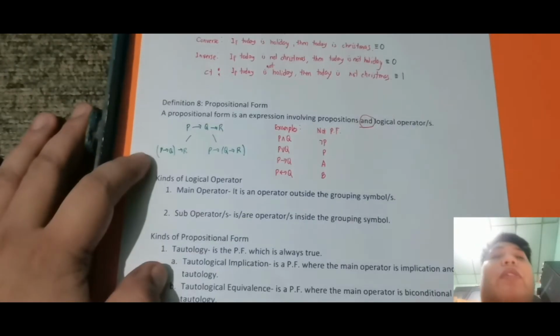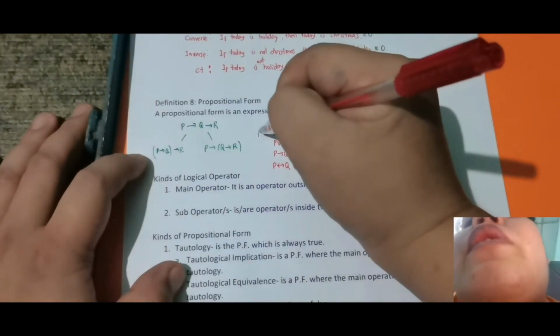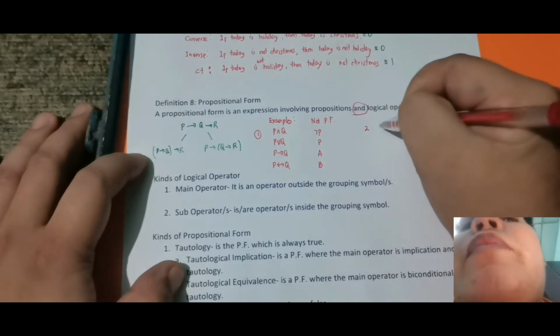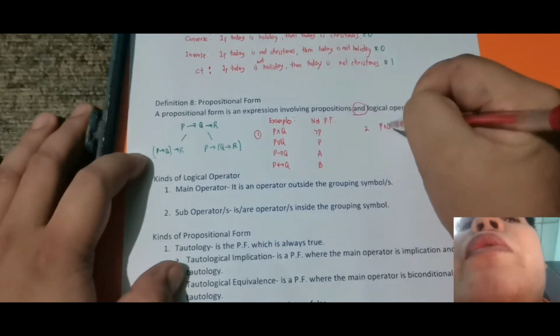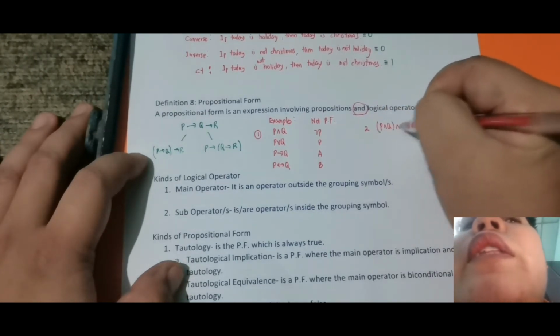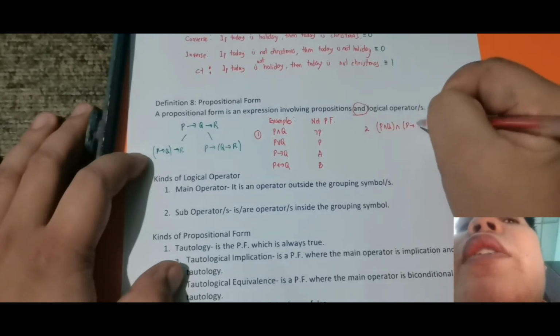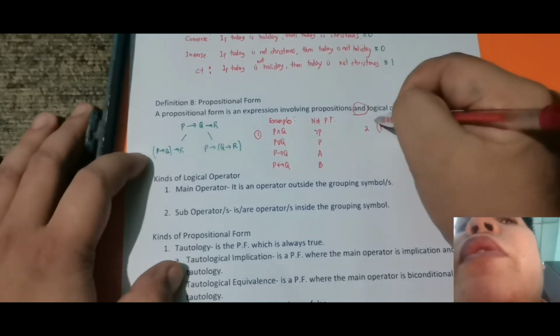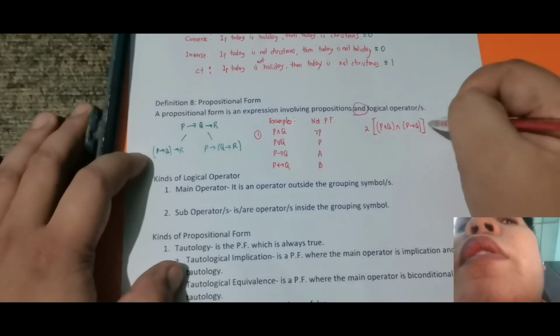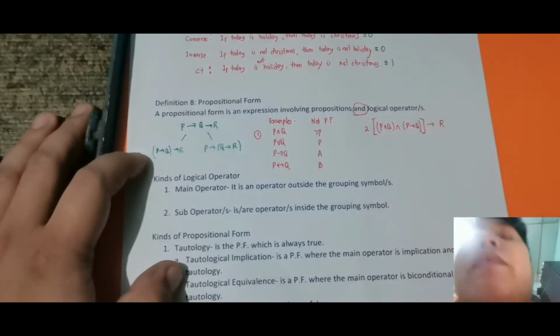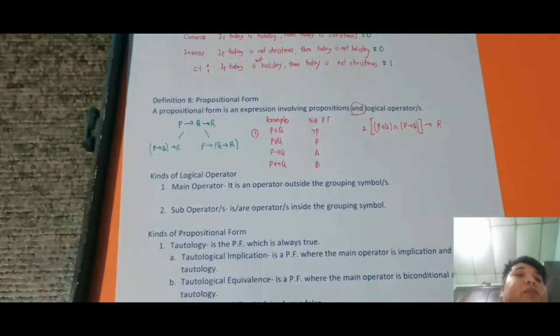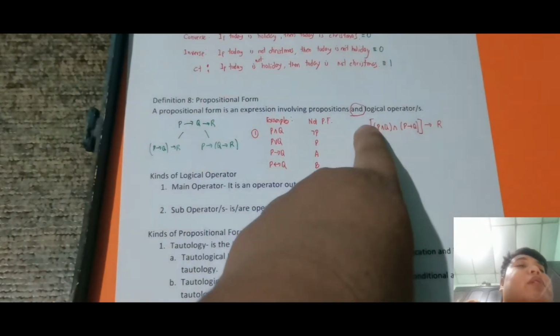Ito yung basic example. So another example natin is, for example, we have P and Q, and P implies Q, tapos lagyan pa natin ng bracketing dito, implies R. So that is a propositional form. Why? Ilan yung proposition? Ang distinct proposition natin is ilan? That is 1, 2, 3.